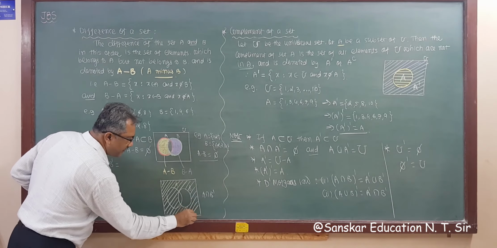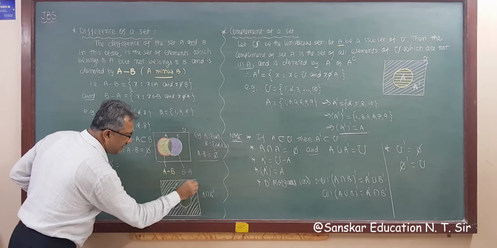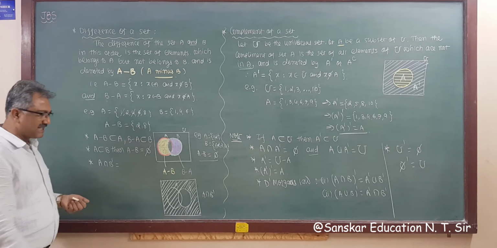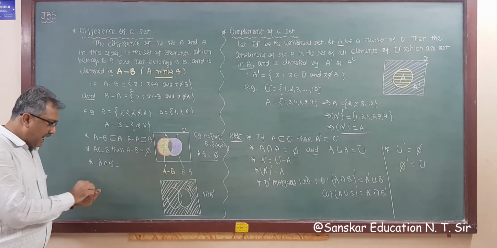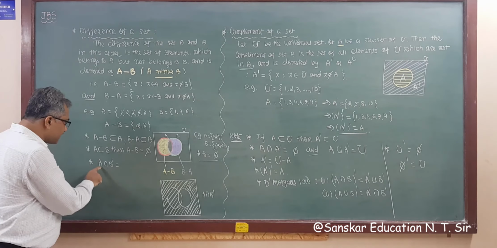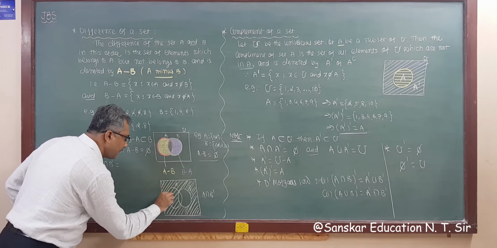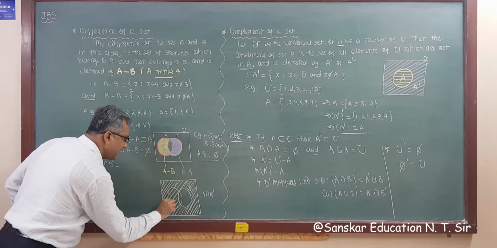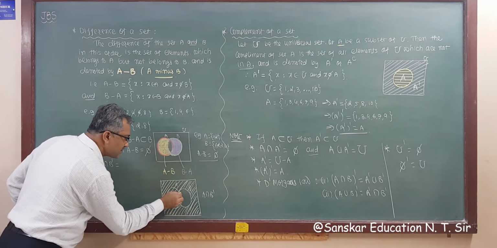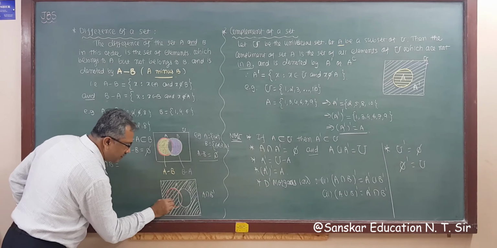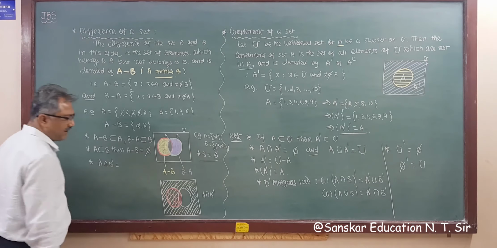Got it? Right? This is your B dash. Now A, because we have to take an intersection with A. So A means this red portion. This is A, because A is this circle. So I denote it by this A.